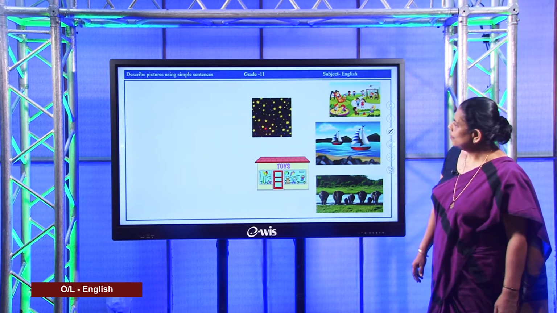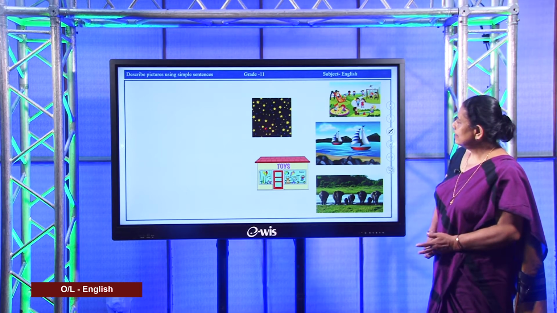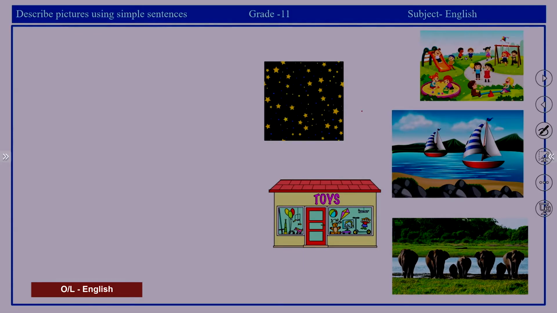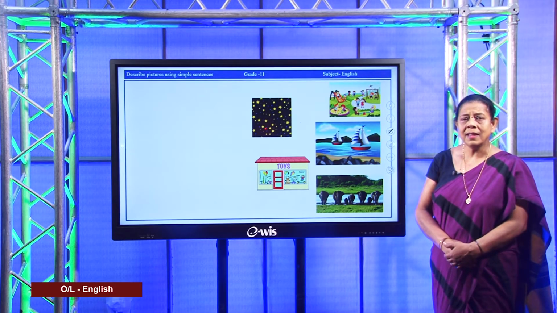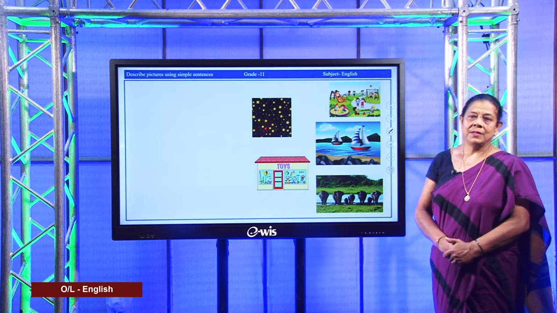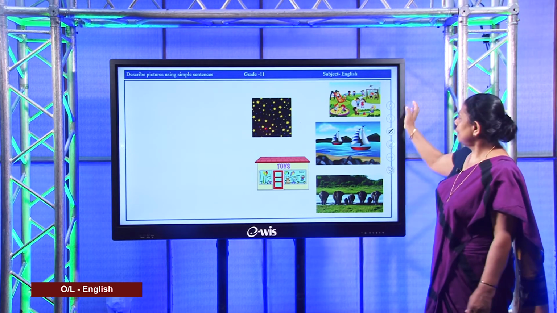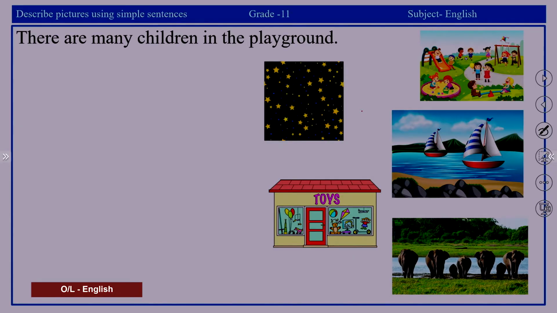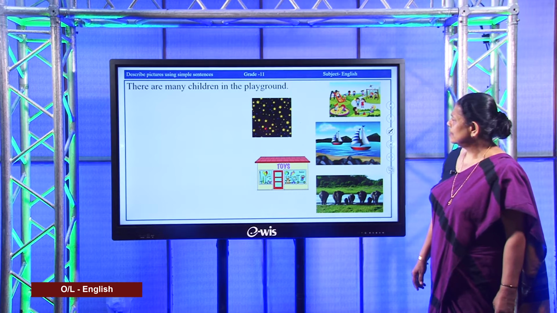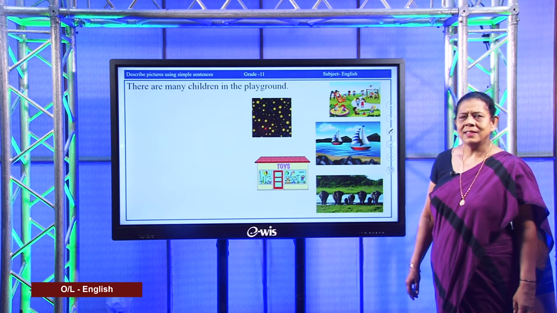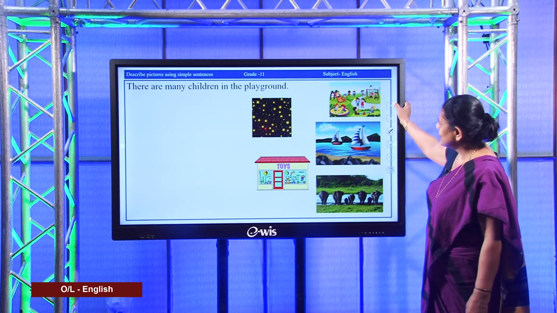What can you see there? This is the sky. Children, can you count the stars in the sky? Oh, it's difficult. So can we write the number? No. Then how are we going to write the sentence? Now look at the picture. There are some children in the garden. They are playing. Can you count the number? It's difficult. So how do we write the sentence?